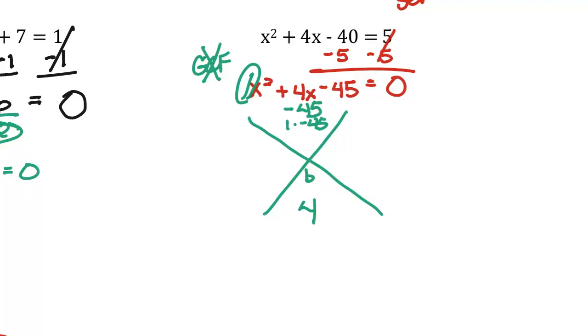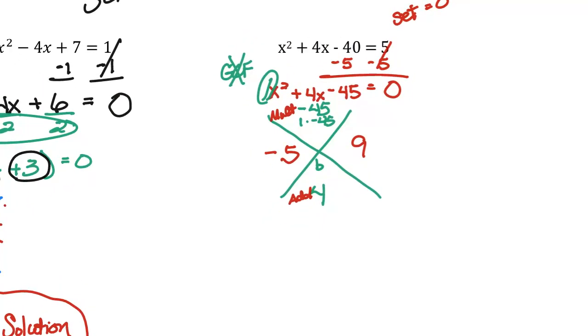What are my factors? 9 and, what goes 9 times what gives me negative 45? Negative 5. So 9 plus negative 5 gives me 4 when I add, and 9 times negative 5 gives me negative 45 when I multiply. Guess what? A is equal to 1.